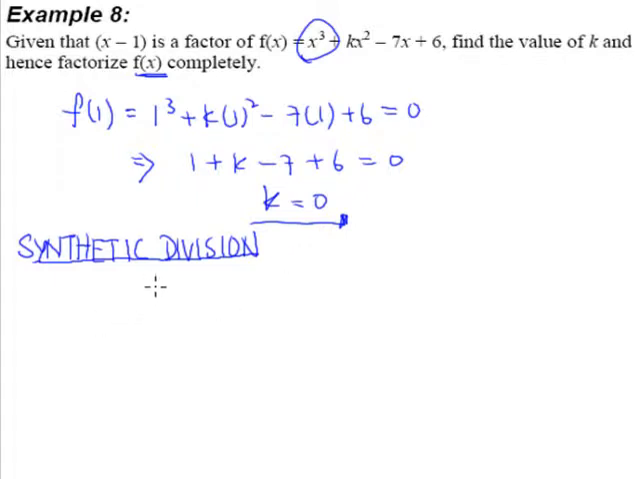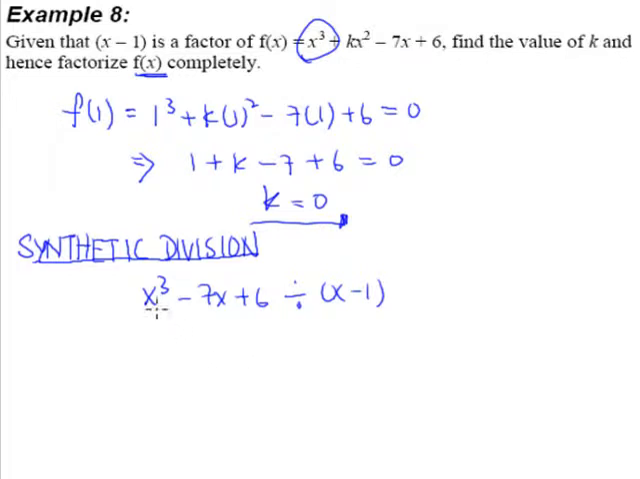How are we going to do the division of x cubed minus 7x plus 6 being divided by x minus 1 without doing the long division? Here's how. For doing synthetic division, there are a few things you have to take note of.